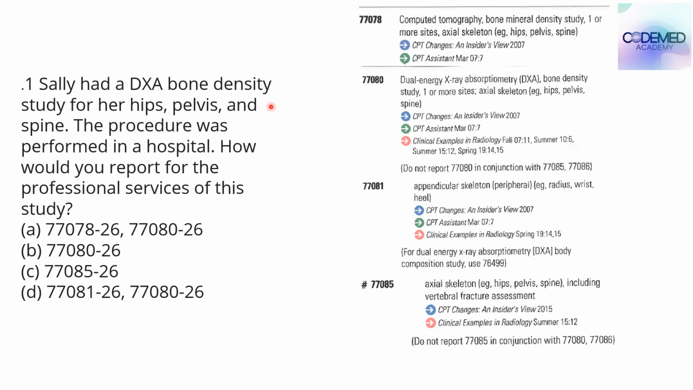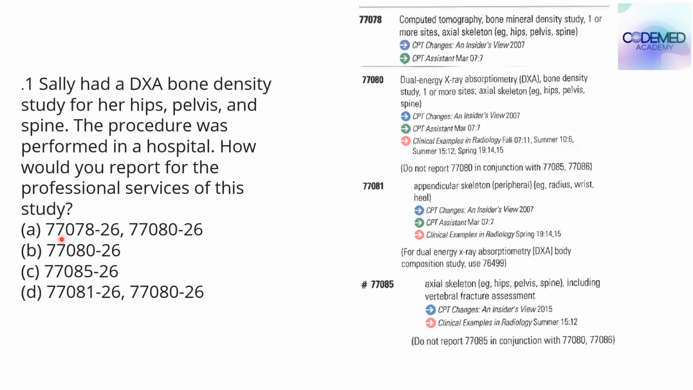Sally had a DEXA bone density study for her hips, pelvis and spine. The procedure was performed in the hospital. How would you report the professional service of this study? So what has been done is a DEXA bone density study, and where did it happen? Hips, pelvis and the spine. So that is basically your axial. Axial means the bones which form the axis of the body. Axis is the thing which is at the center.